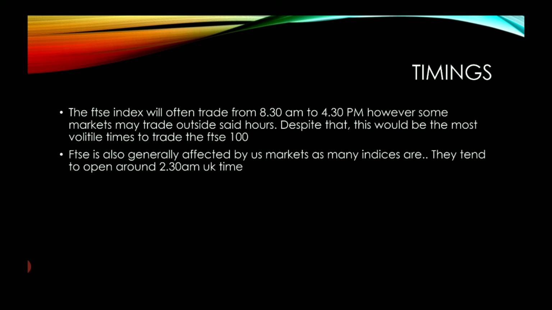Okay, so timings are something to note, because this will show us the best volatility to trade. So the FTSE 100 starts trading from 8:30 a.m. to 4:30 p.m. UK time. However, some markets will trade outside these hours depending on what brokerage you're with. So bear that one in mind. You can actually trade outside these hours sometimes depending on how you're trading, but of course these times are generally the most volatile ones to trade in.